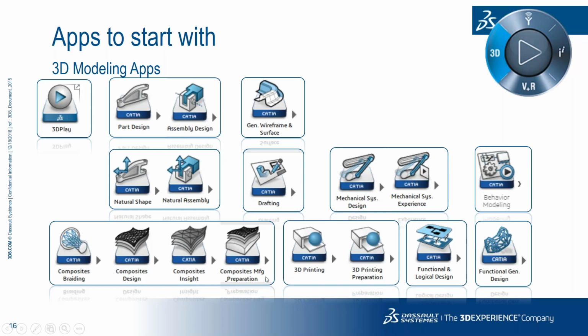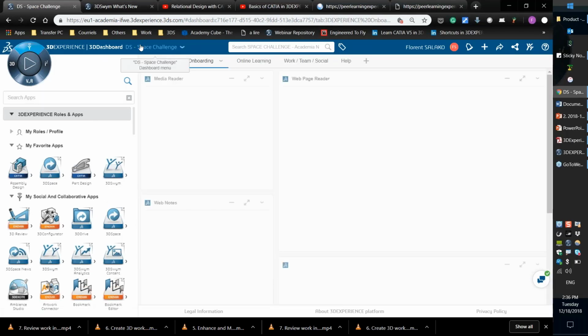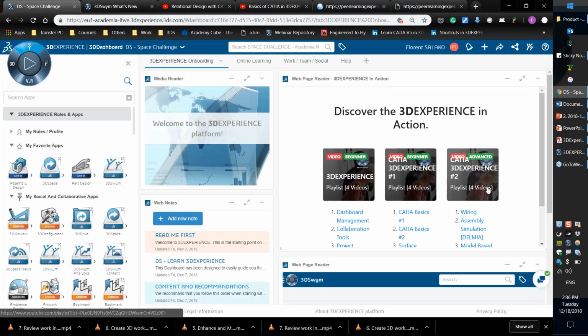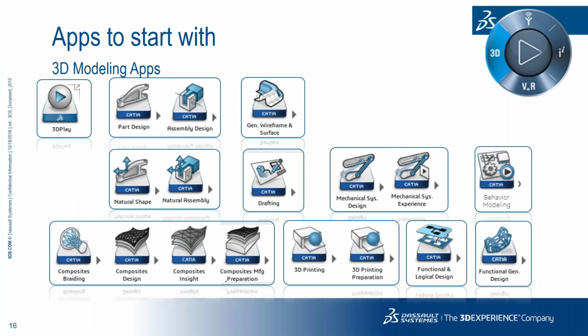If you're using composites, I did put a set of apps here. If you are doing 3D printing, it's going to be later. Functional and logical design, this is the RFLP training I was talking to you about. If I go back here to the dashboard, I go back to the tab, 3D experience onboarding. There is a training called Model-Based System Engineering RFLP. This training is to use that app, logical and functional design. And functional and generative design, we're going to train you on that. This is for shape optimization, so to optimize the shape based on the load case that you have in your system.